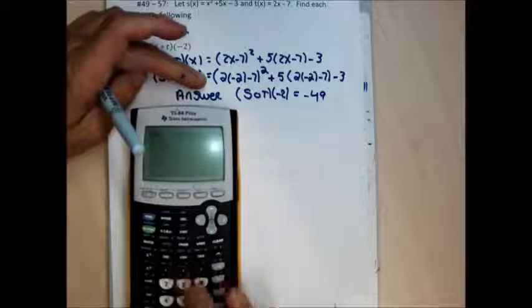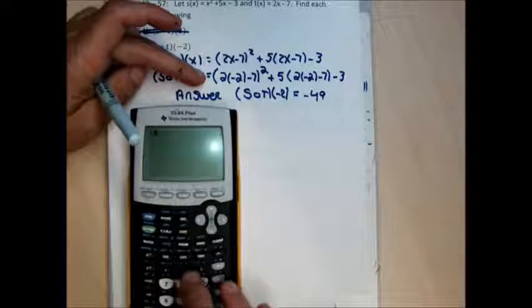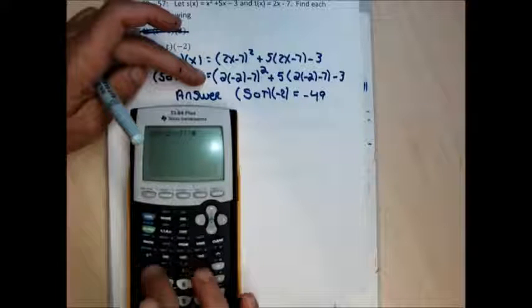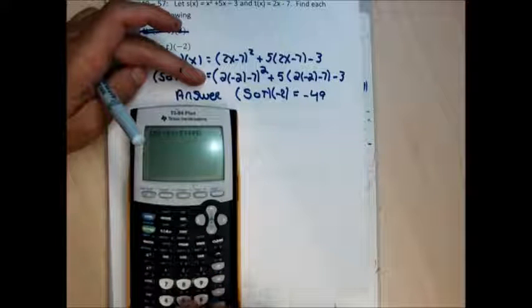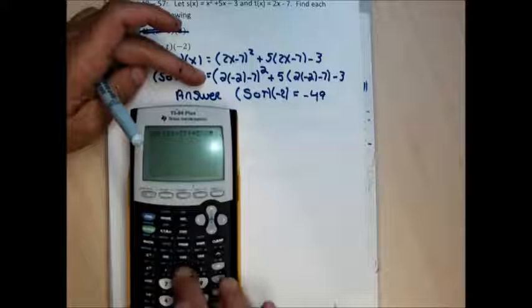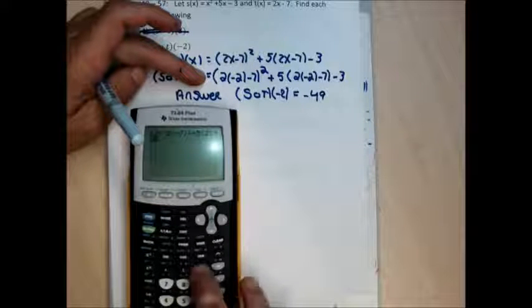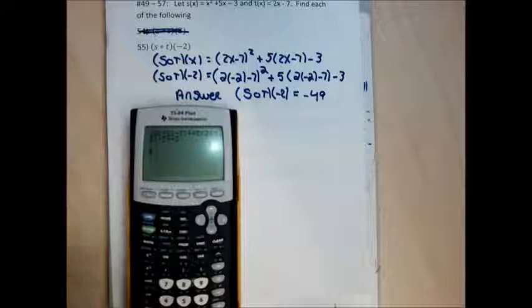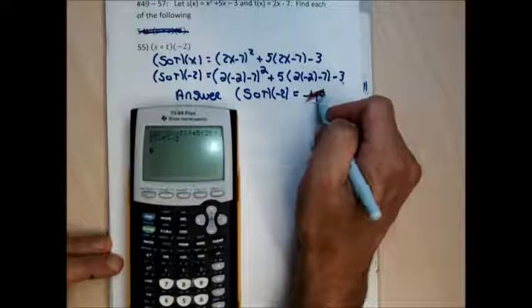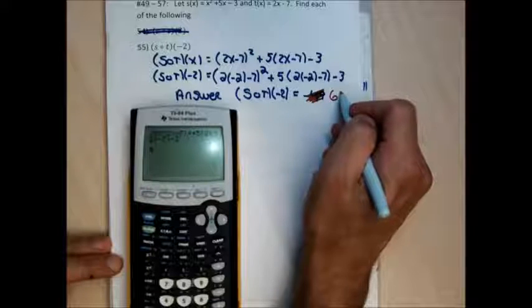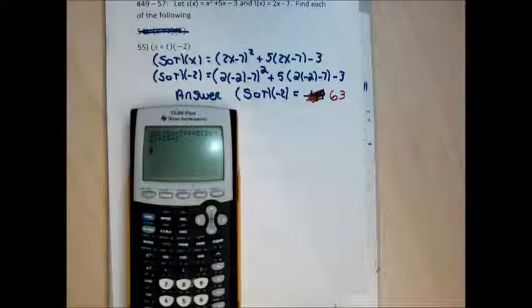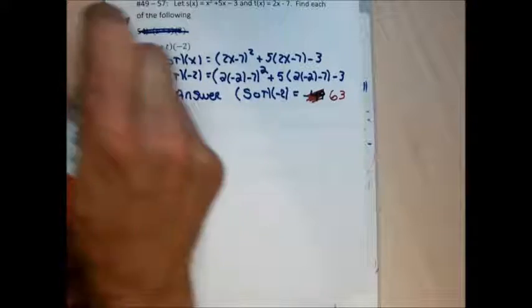So, parentheses, 2 parentheses negative 2 minus 7 parentheses squared plus 5 parentheses 2 parentheses negative 2 minus 7 parentheses minus 3. 63 feels so much better. I don't know what I did wrong, but I tried to type without talking, and apparently I need to talk, which would make me really annoying on the test. Let me do this by hand really quick.